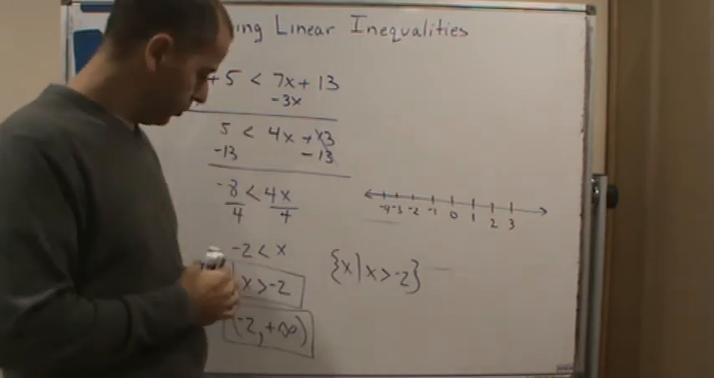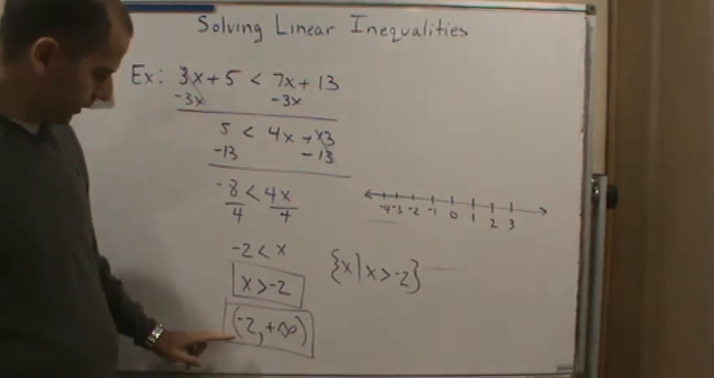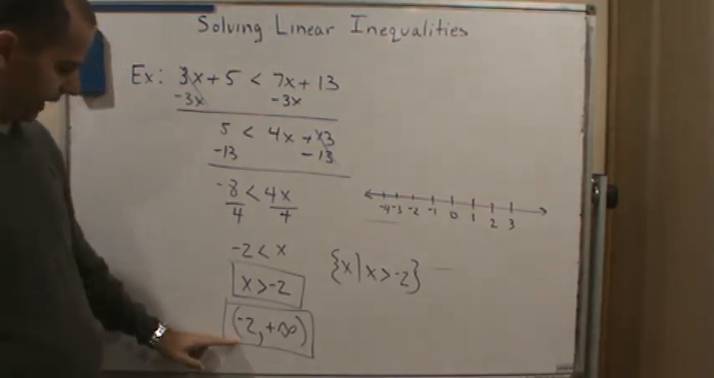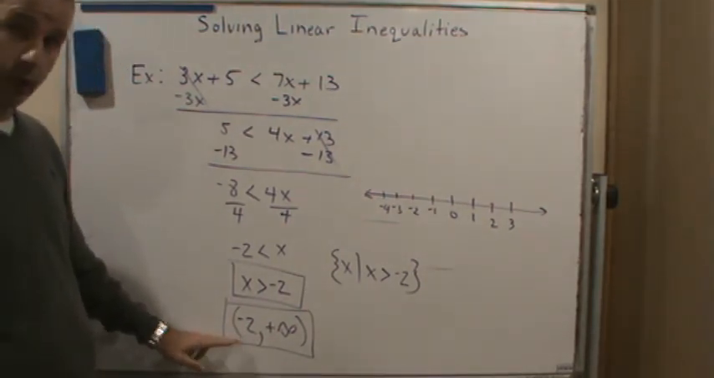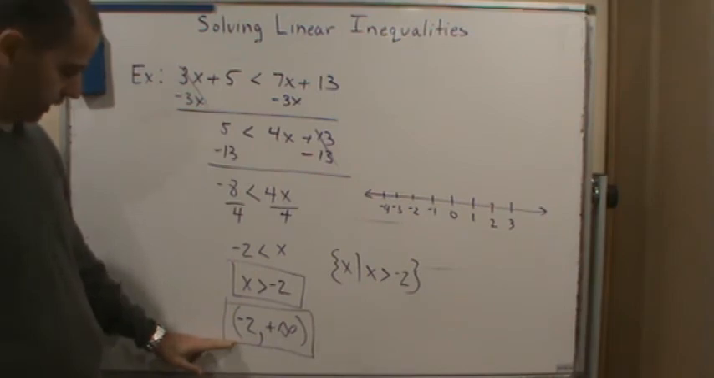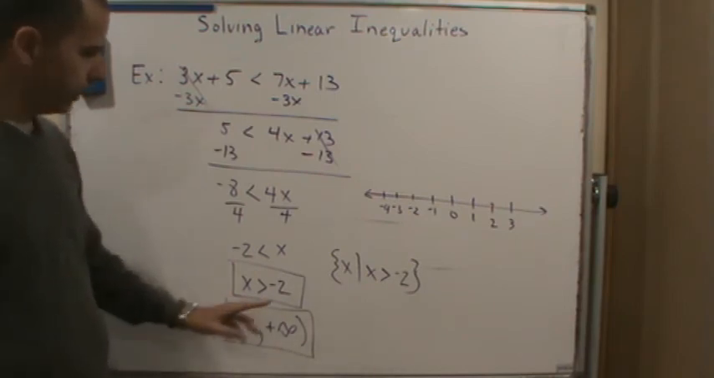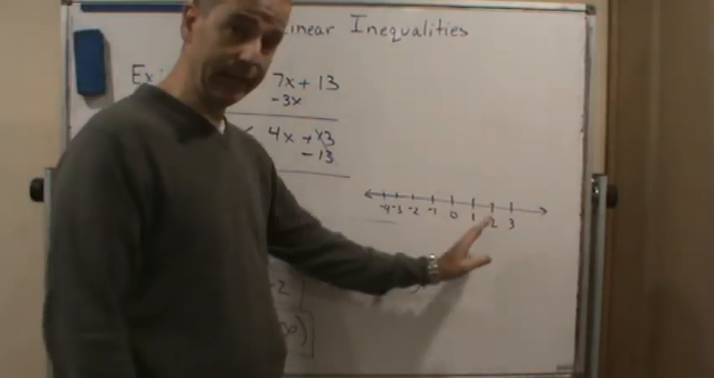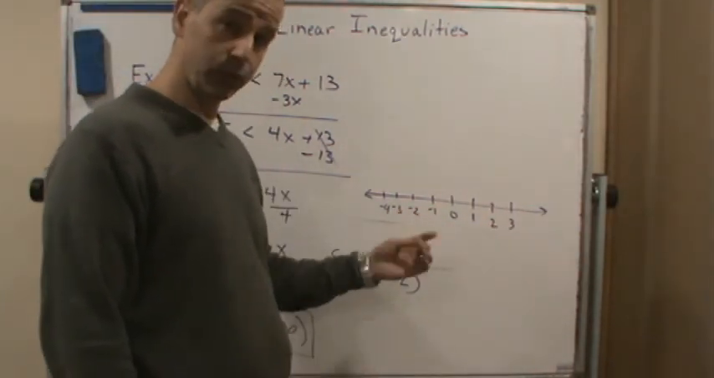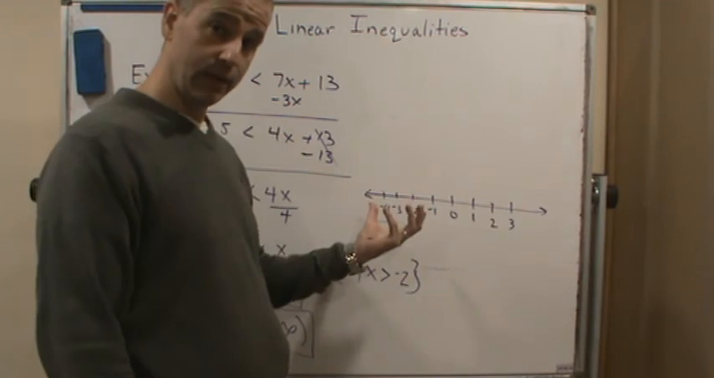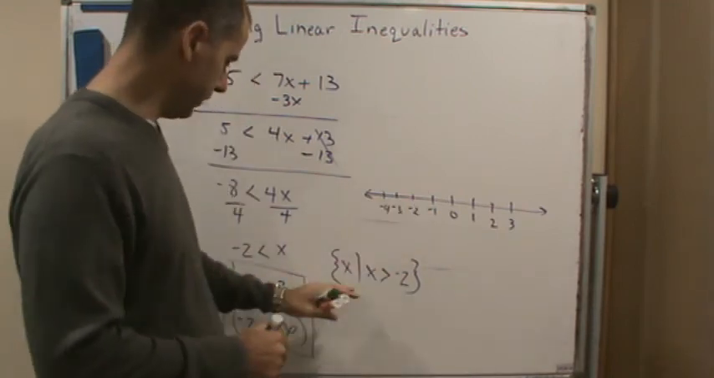We could also use a parenthesis if we aren't including the endpoint, like in this case. If we do include the endpoint, then we would use a square bracket. We can do the same sort of thing on the graph. Instead of using open and closed circles, we can use parentheses or brackets. So let me show you with this one.